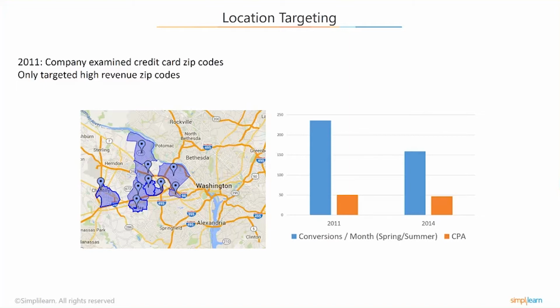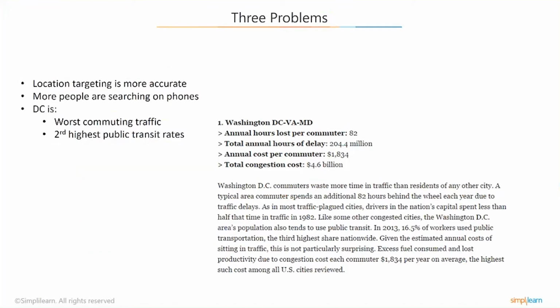And they went, all right, why are we getting so many less orders when we still have high bid positions? We haven't changed that much. What's the behavior change that we're missing? And so when we look at DC specifically, location targeting across the whole world is a lot more accurate now than it was 7, 8 years ago. More people are searching on phones, of course, now than before. And all of those of you who live in Chicago or Los Angeles or London and think you had bad commuting traffic, it's actually DC that is the worst.